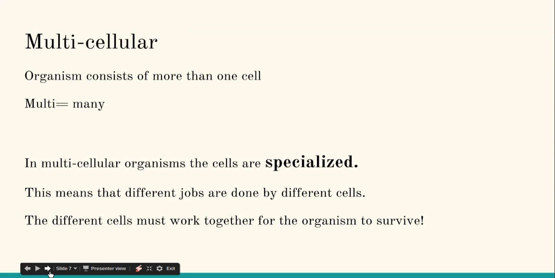Multi-celled organisms are organisms that consist of more than one cell. So multi meaning many. So organisms that consist of more than one. So if they have all these different types of cells helping this organism live, each cell is specialized, and that's a very important word. Each cell is specialized. What specialized means is that each cell has a different job in order for that organism to live. They must work together for the organism to survive.